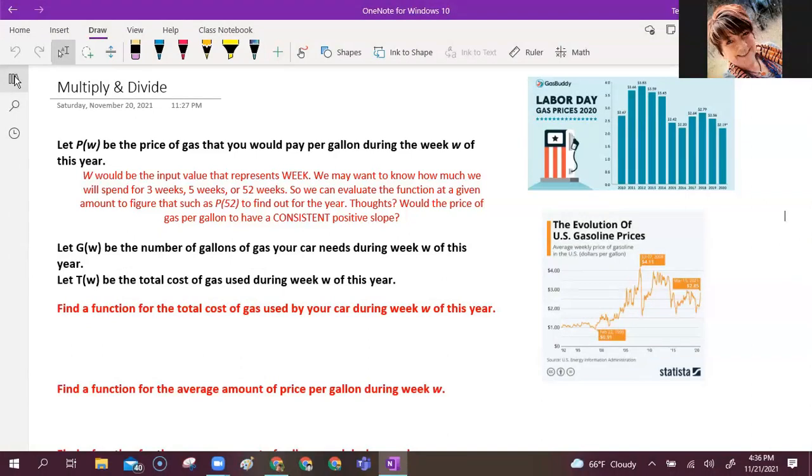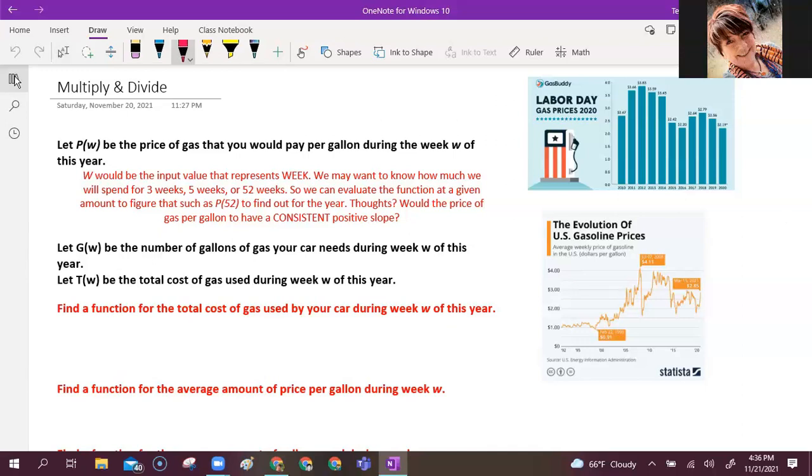So I might want to know how much I'm going to spend for 3 weeks, 5 weeks, maybe I might even want to know for the whole year. Well, that'd be 52 weeks. So however many weeks you're going to throw into the function, that's what you would substitute in for your W.